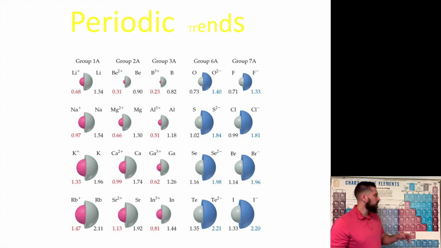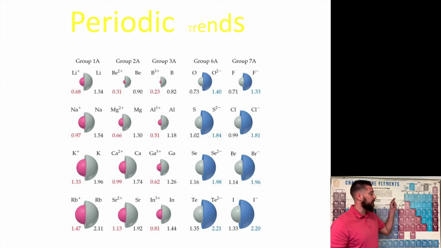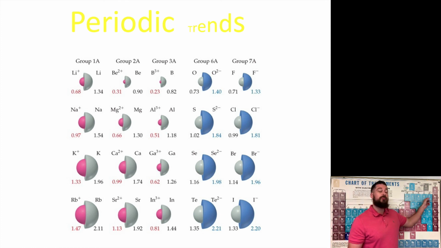So why would it get smaller going left to right? If you take a look at boron, boron is 0.82, but fluorine is 0.71. So how is it that fluorine has more electrons, more protons, but it's smaller? The way you need to think about it is, first off, as you go from left to right, the attraction between the nucleus and the electrons is increasing.